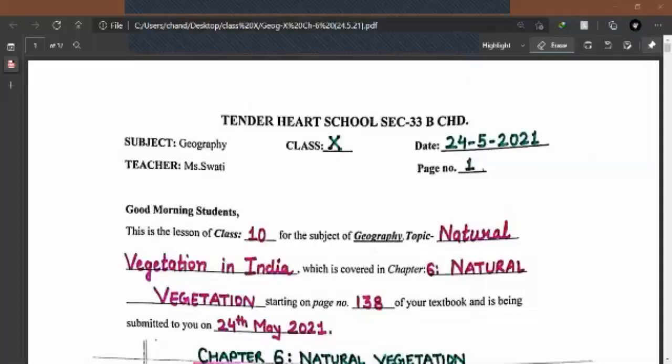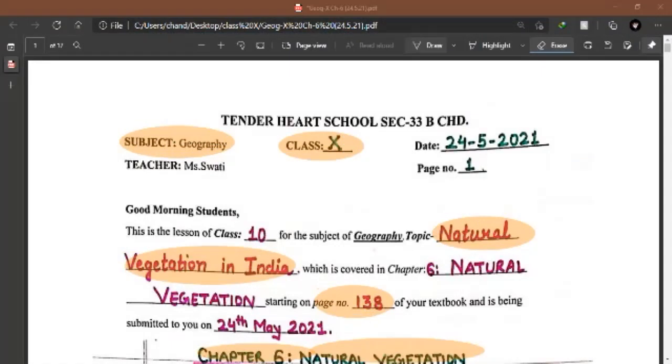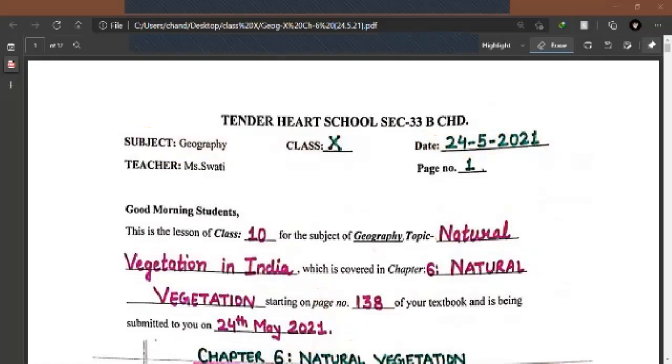Good morning, students. This is the lesson of class 10th for the subject of geography, topic natural vegetation of India, which is covered in chapter 6, natural vegetation, starting on page number 138 of your textbook and is being submitted to you on 24th of May 2021. So children, let us start with our topic.